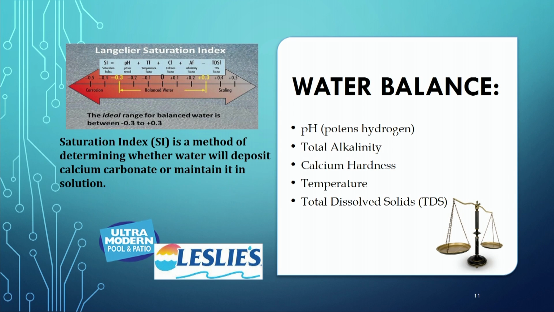To determine whether a pool or a spa or any water is properly balanced, a full chemistry analysis is necessary. This includes calculating the saturation index, or SI for short. The saturation index is a method of determining whether the water will deposit calcium carbonate or maintain it in solution. The ideal range for balanced water is between -0.3 and 0.3. How can you get this water balance reading? You can take a water sample straight to Leslie's and they'll do a full water analysis for you.